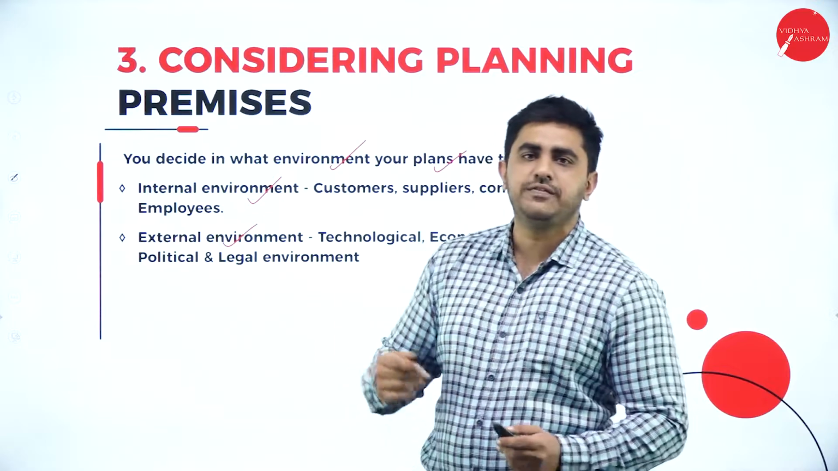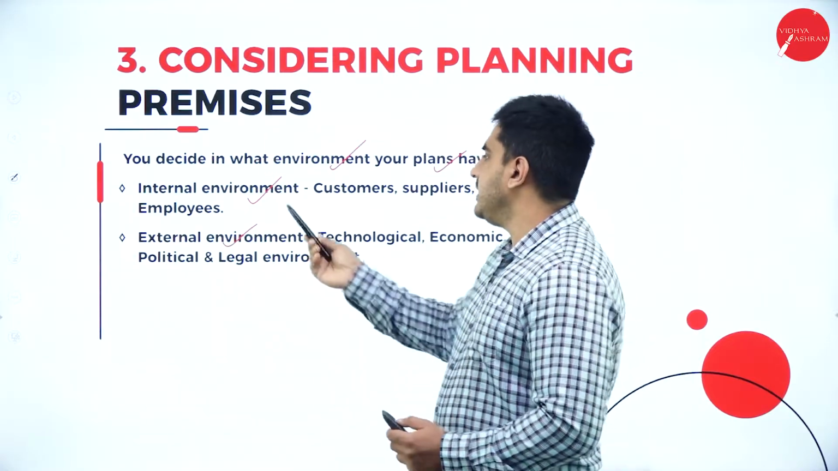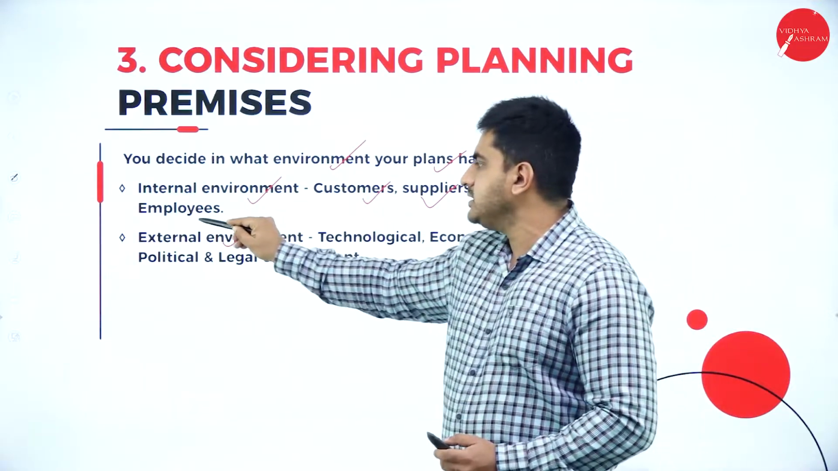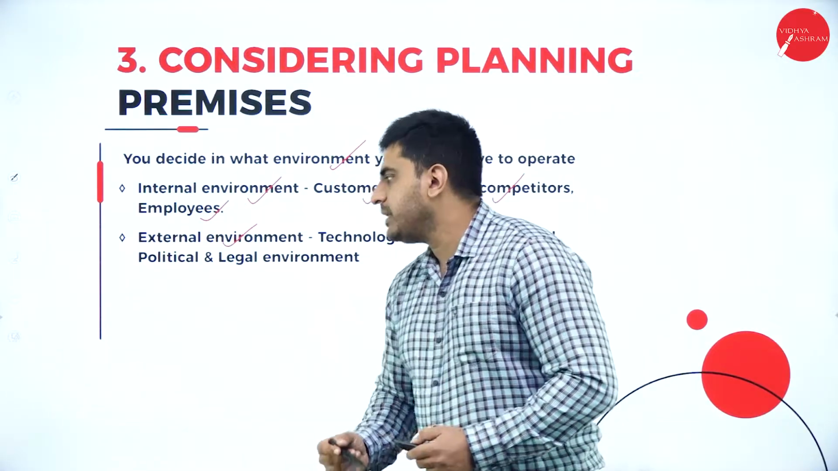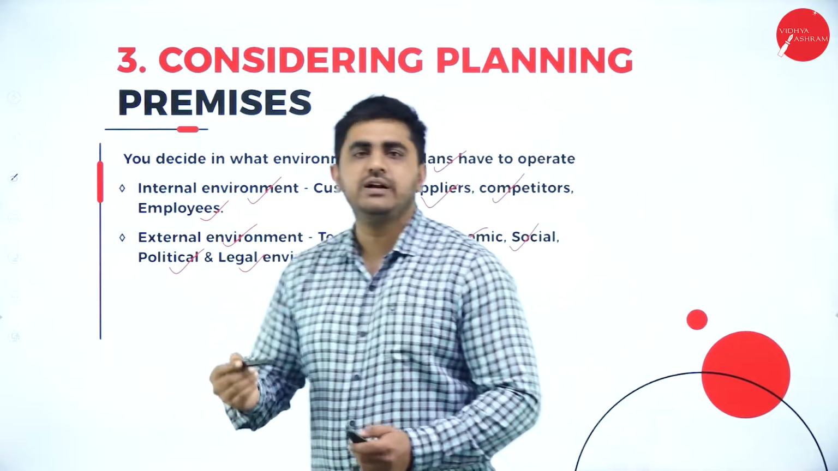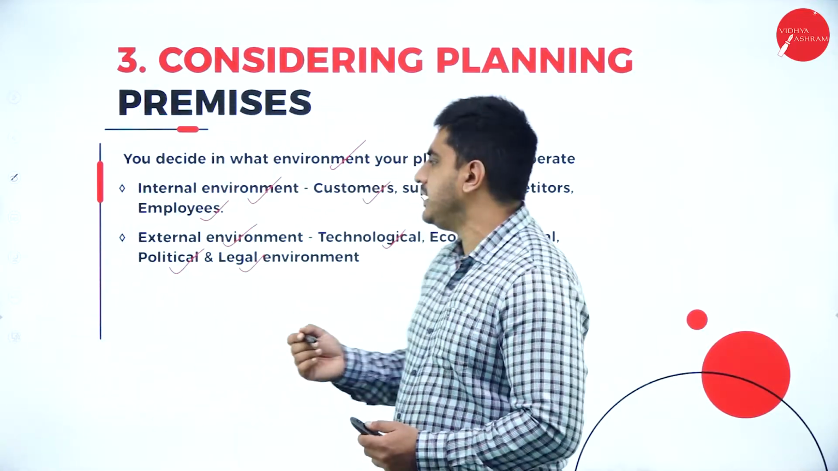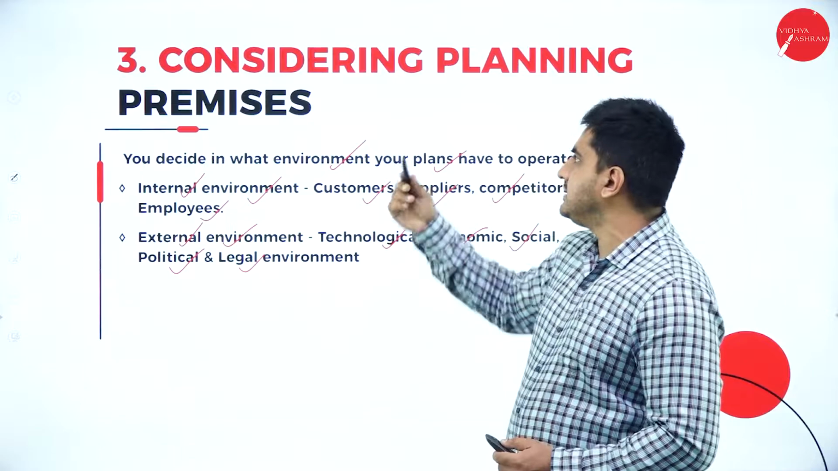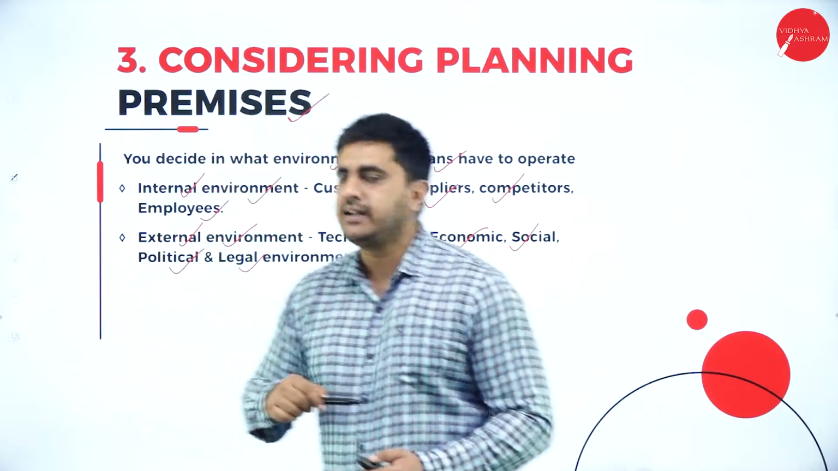You will have to come out with different plans for the internal environment, and at the same time different plans for the external environment. The internal environment mainly consists of customers, suppliers, competitors or employees who directly affect the activities of the company. At the same time, the external environment is mainly concerned with technological, economic, social, political, and legal factors, which are outside the business but may have an impact on business activities. So you cannot come out with the same plan for internal as well as external. You have to decide for what premises, whether internal or external, you are planning. This is considering planning premises.